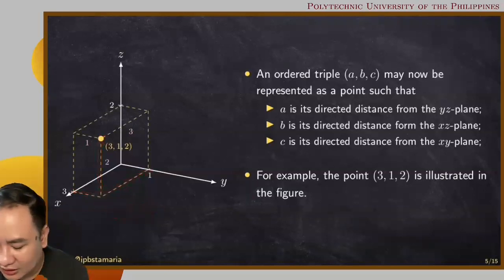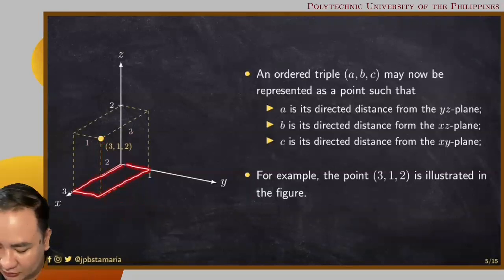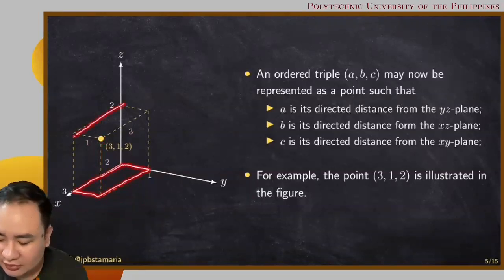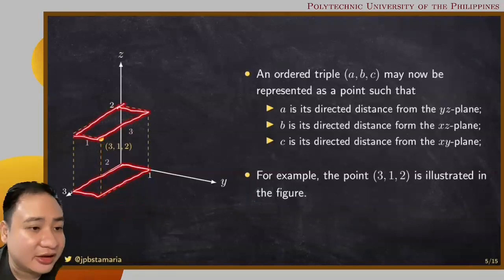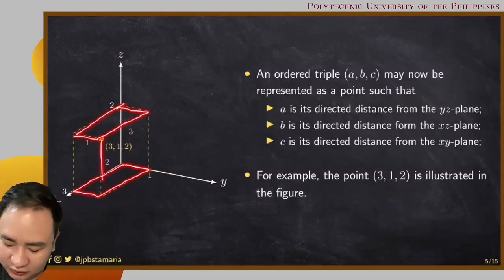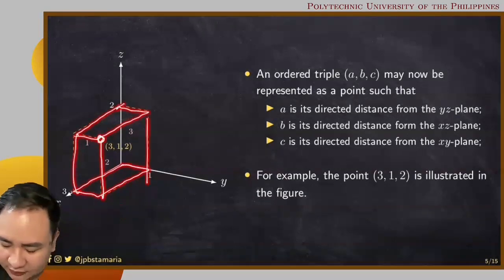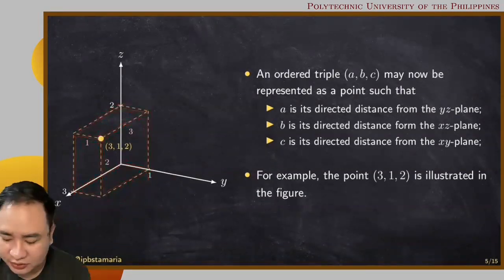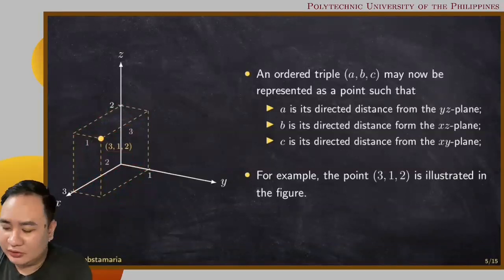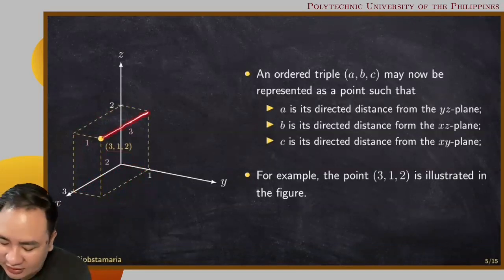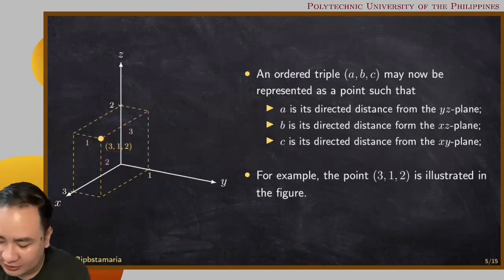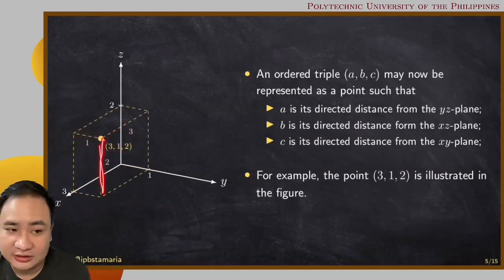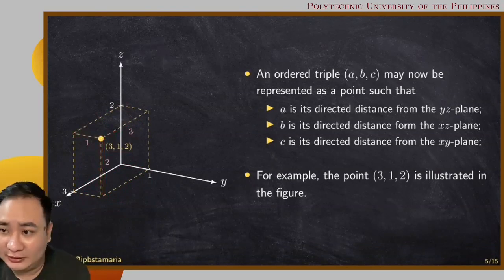So parang ang mangyari, yung rectangle na ito na ginawa mo sa XY plane, gagawa ka lang ng copy niya doon sa same XY plane, pero iaakyat mo 2 units upward. And then, yung corner ng rectangle na opposite ng origin, yun yung point na (3, 1, 2). Yung 3, siya yung directed distance ng point from the YZ plane. Yung 1, siya naman yung directed distance ng point from the XZ plane. At yung 2, siya naman yung directed distance ng point from the XY plane.